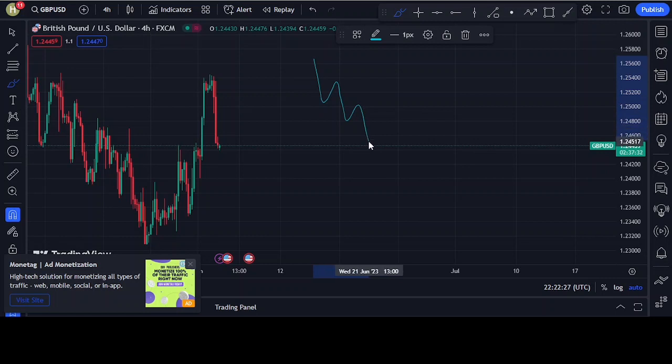Now, what do you need to do? First, you locate a bearish market or a downtrend. Having seen you are in a downtrend, then you can locate your supply zone. So how do you locate your supply zone? This is a supply zone. Let me use the rectangle to highlight a supply zone. First, you can say this is a supply zone.